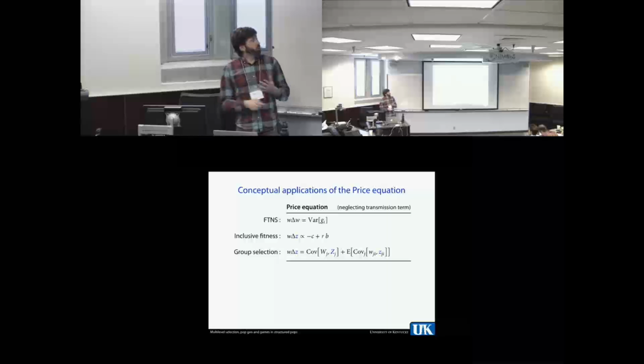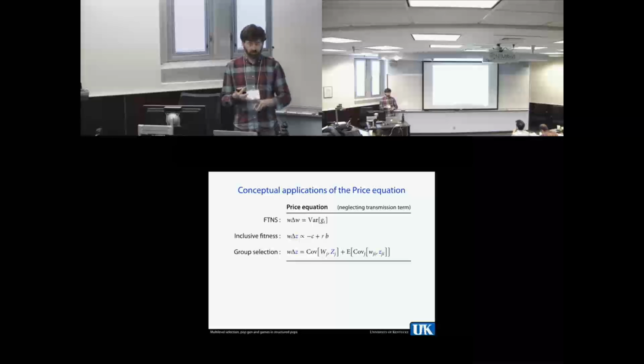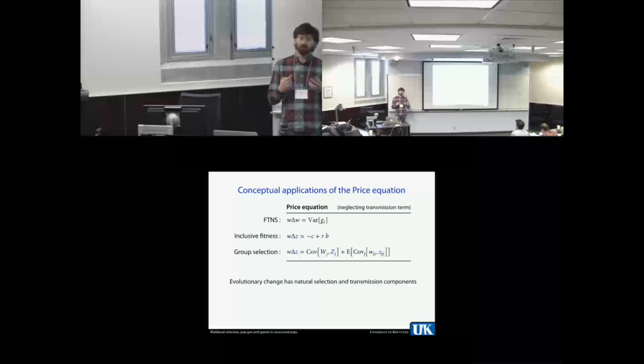So just summing up, neglecting these transmission terms, we've shown that those three fundamental relationships, the fundamental theorem, inclusive fitness, and group selection, we can all derive relatively quickly using the Price equation. An important part is that it shows us how to partition the effect of natural selection on the change in a trait. In this case, we'll be really thinking about cooperation. Then it shows us how to partition it into two components, a component due to selection and transmission.